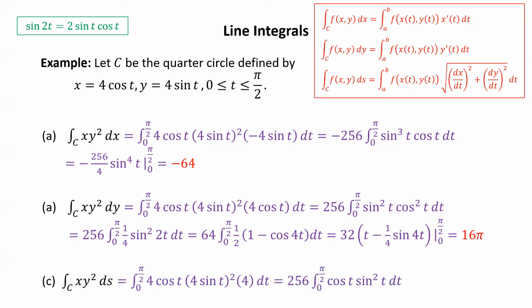Pulling out all the 4s, we have 256. And inside the integral, we're left with cosine t sine squared t dt. We could do a simple substitution here. u equals sine t, du is cosine t dt. So that becomes u cubed over 3, or equivalently sine cubed t over 3 from 0 to pi over 2. And once again, plugging in the pi over 2 gives us, well, the sine of pi over 2 is 1, so that's 1 cubed, or just 1, and sine of 0 is 0, so we just get 256 over 3.